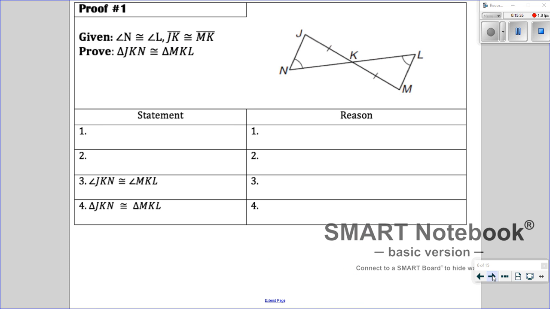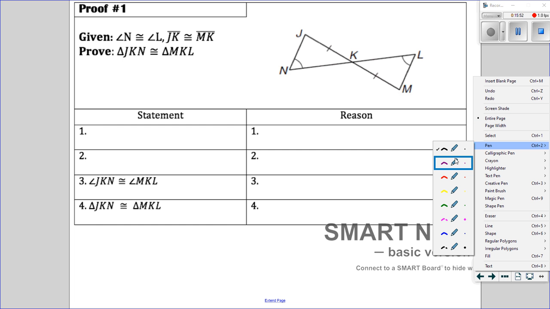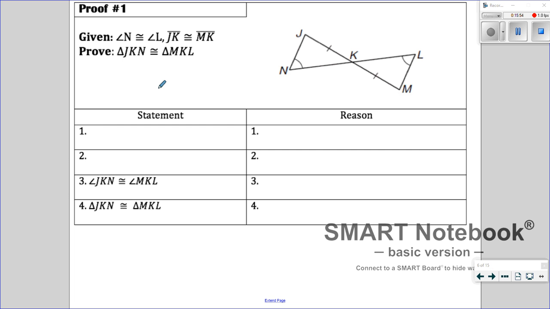So we're going to use those two in order to prove that these two triangles that they told us are congruent. They give us some of the statements, and we have to fill in the statements and also the reasons. All right, the first thing, I'm going to use green for that. They said that angle N is congruent to angle L, and that JK is congruent to MK. They already marked it for us, so that's fine. So let's start off with what they gave us.